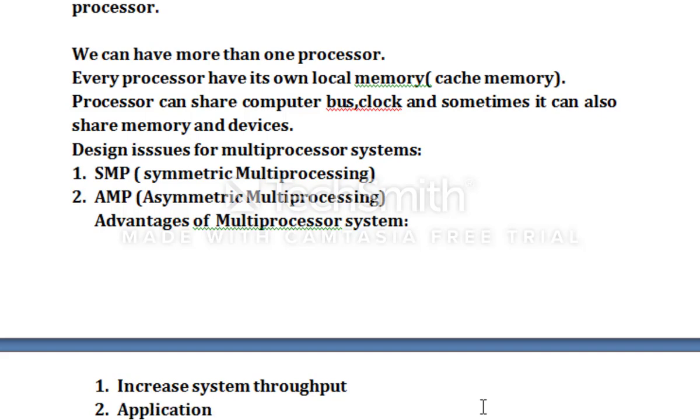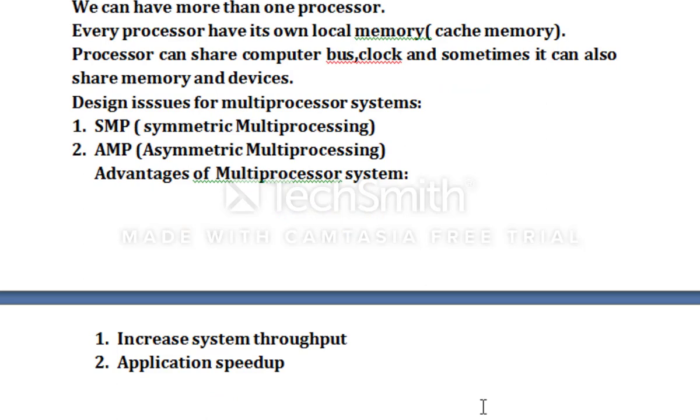Second is application speed up. Application speed up means executing some portions of an application simultaneously. If we have multiple processors, we can assign multiple processors to a single application so that the entire application is managed by various processors. Each portion of the application is taken care of by a processor. The reason being, the application will be executed very speedily. That's why application speed up is also an advantage of a multiprocessing system.